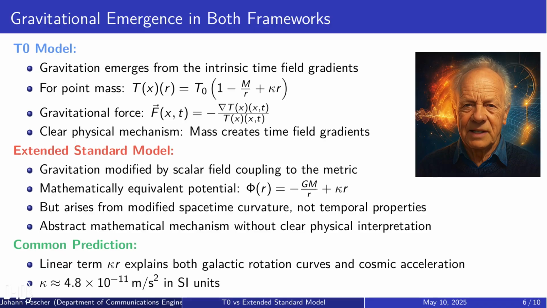In the ESM, the mechanism is more abstract, arising from modified spacetime curvature rather than from temporal properties. In both frameworks, the linear term kappa r, where kappa is approximately 4.8 times 10 to the negative 11 meters per second squared, explains both galactic rotation curves and cosmic acceleration without requiring dark matter or dark energy.